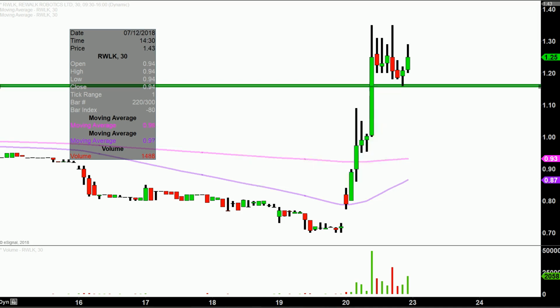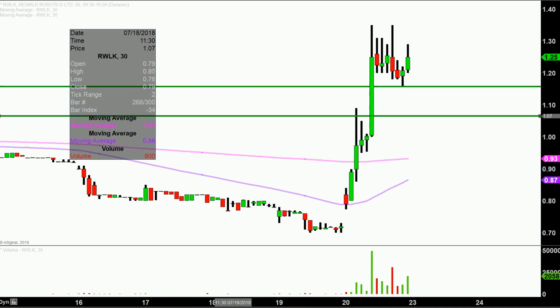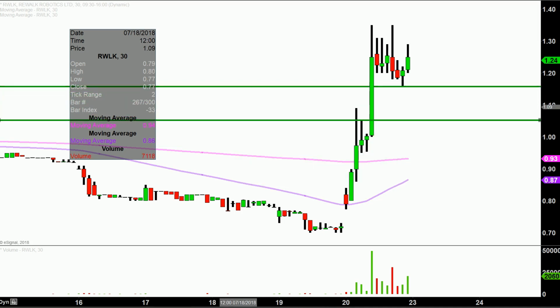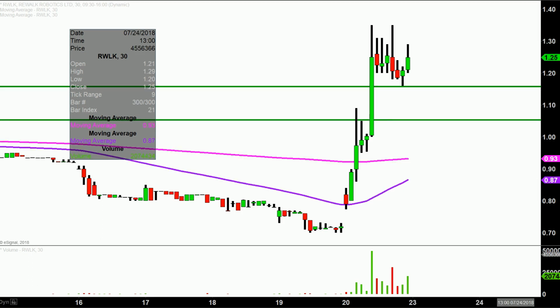Next level of support after that would be down here around this previous breakout range, and that sits at about $1.05. So $1.15, $1.05, two of those near-term levels of support.